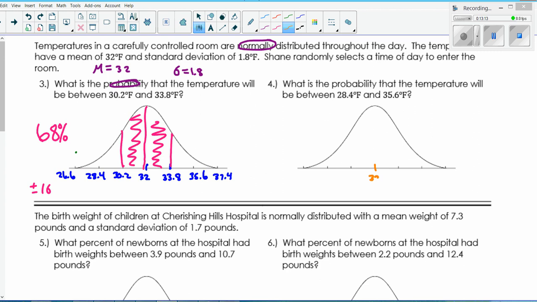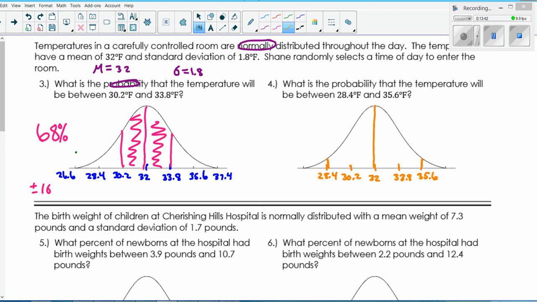So this would be my mean right here at 32. Okay, this would be 30.2. This would be 28.4. Going the other direction, this would be my 33.8. And my 35.6. I'm going to stop there since those are the numbers that I need. So here's my 28.4. Here's my 35.6.